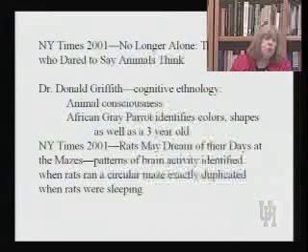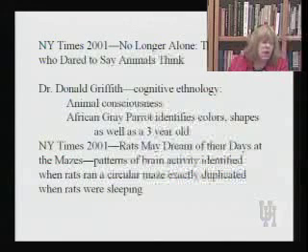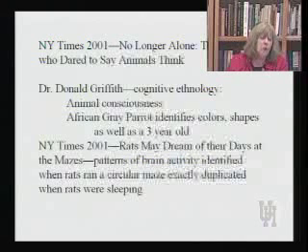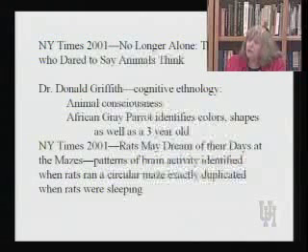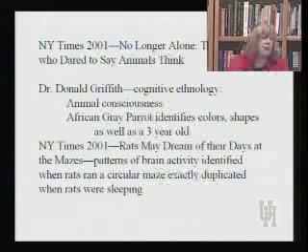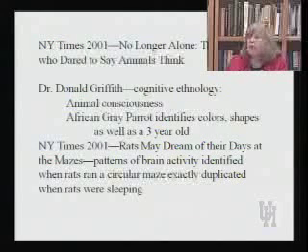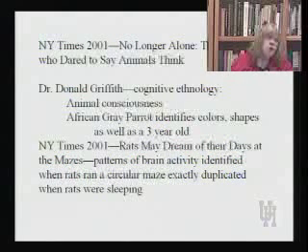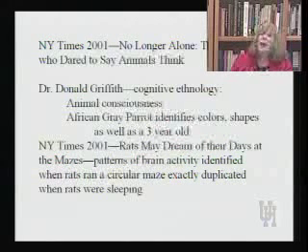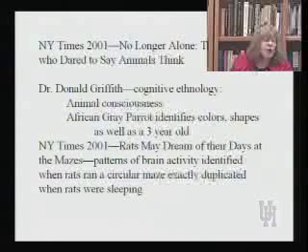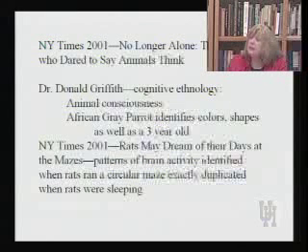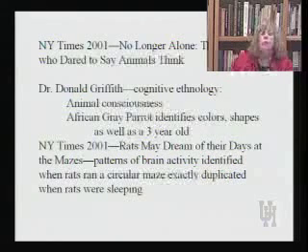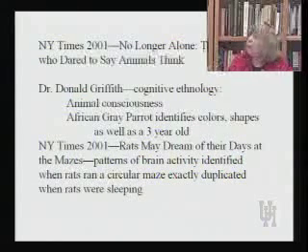Dr. Donald Griffith, who does cognitive ethnology, believes in animal consciousness, and he has studied the African gray parrot, which has the intelligence of a 3-year-old child. The parrot can identify colors and shapes, and of course we know that many of these birds can talk. In the New York Times 2001, a study of rats shows that they dream of their days in the mazes, and they can tell this by studying the patterns of their brains as they sleep and dream, which replicate the patterns of their brains as they run through mazes.